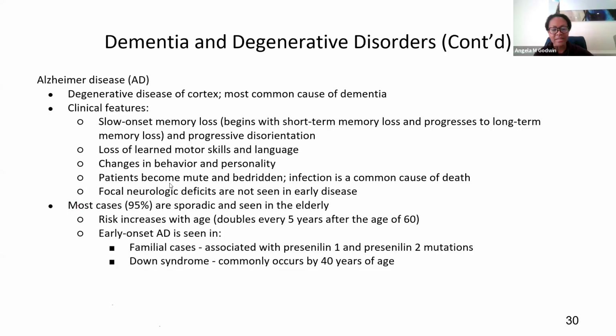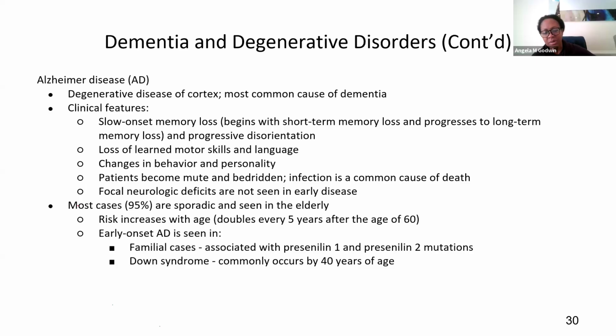The risk does increase with age, and the thought is that it doubles every 5 years after the age of 60. But we've seen cases of early onset Alzheimer's disease. So again, the genetic connection. These are just mutations in the genes that can cause someone with a family history of Alzheimer's to be more susceptible because of these mutations.